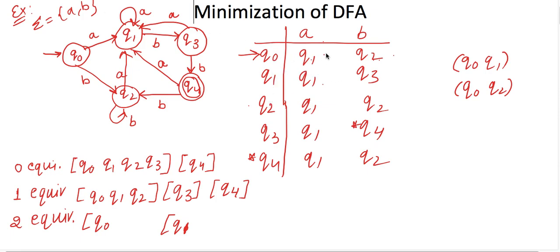Q0 and Q2. Q0 on A is Q1, Q2 on A is Q1, Q0 on B is Q2, Q2 on B is Q2. So that is why this means they are same. They are reaching the same state. So that is why anyway they are going to be in the same group.